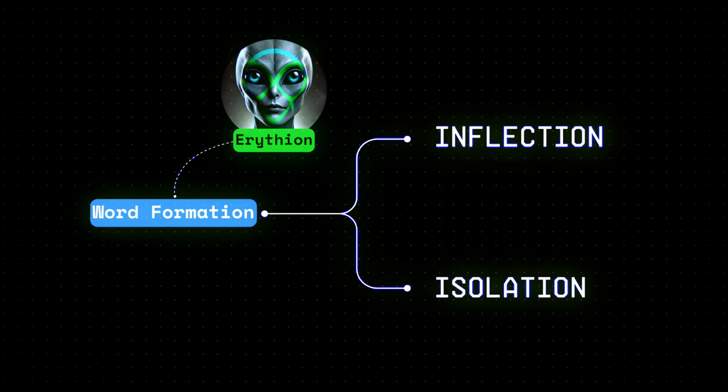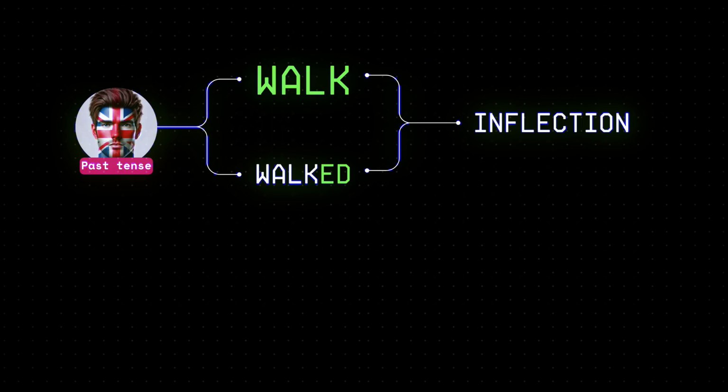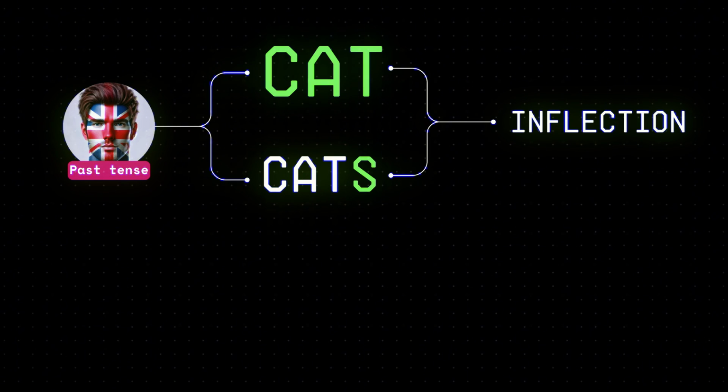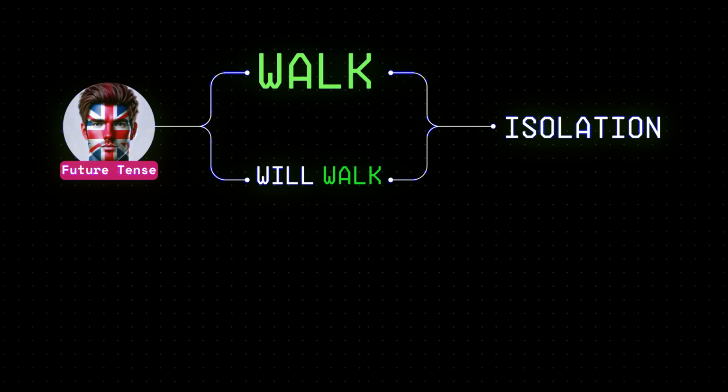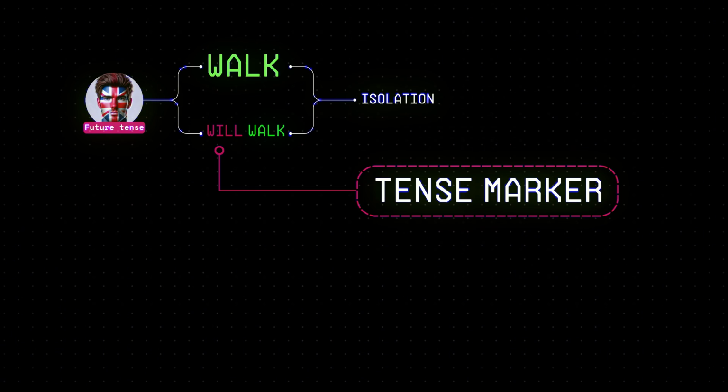Now let's talk about word formation. One thing to understand is the idea of inflection versus isolation. When I use the past tense of the verb walk, for instance, that's inflection. Same thing when I use the plural form of the word cat. But when I use the future tense of the verb walk, that's isolation, because I use a marker, a different word, to change the meaning of the word.